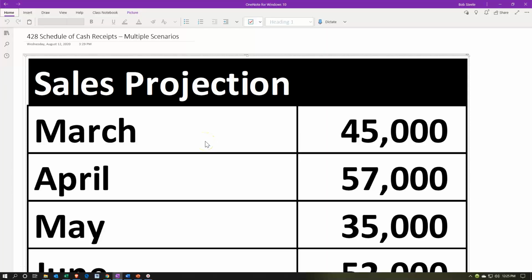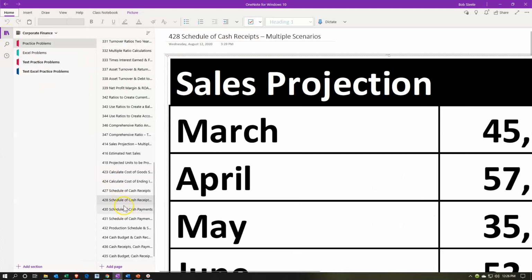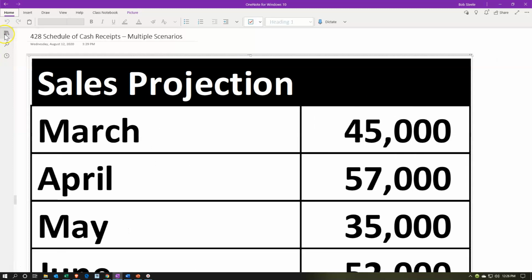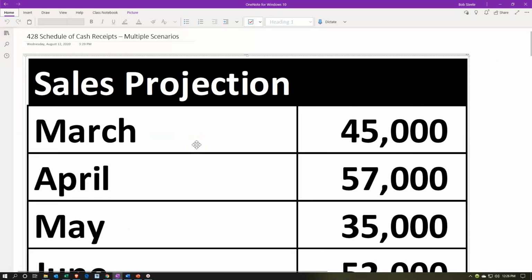Here we are in OneNote. If you would like to follow along in OneNote, you're not required to do so, but if you have access to it and would like to, we are in the 428 Schedule of Cash Receipts Multiple Scenarios tab in the Practice Problems section. We're going to have our information up top for the first scenario, and then we'll have a shorter recap of that information as we work through the practice problem. Same format for the other multiple scenarios we will be taking a look at.